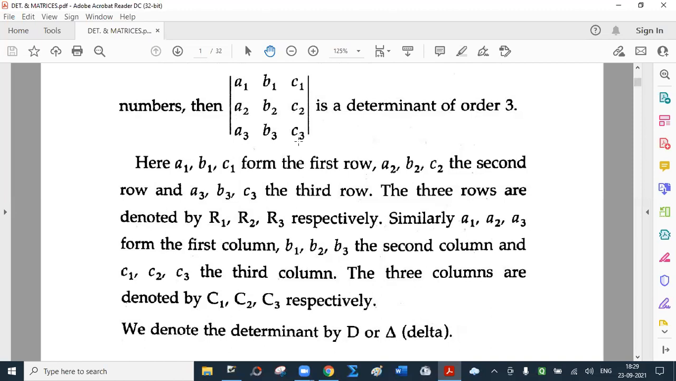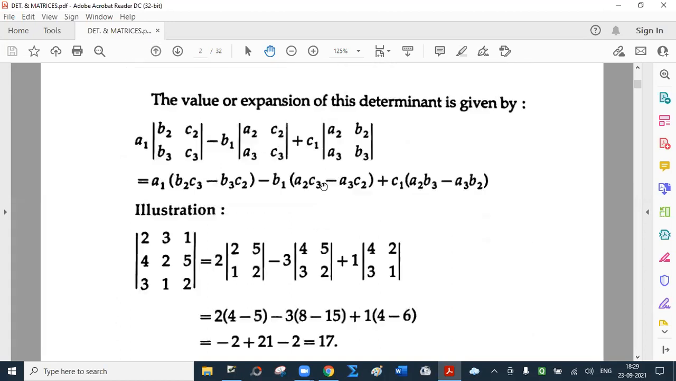Now we know how to expand a determinant of order 2. Change the sign of the second. I'm using the word change. So if it is negative, don't say it is already negative. You have to change the sign, so negative will be positive. So minus B1, omit the row and column in which it occurs to get A2, C2, A3, C3, plus C1 into omit the first row, third column to get A2, B2, A3, B3. Yes, A1 into this minus B1 into this plus C1 into this. Now you know how to expand a determinant of order 2.